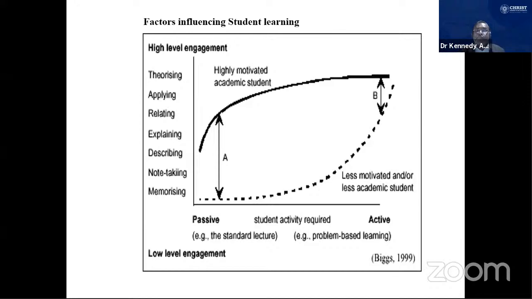So it is possible even the less motivated or the less academic student may get engaged, and the gap between point A and point B, where you find the passive, less motivated students at the lower level of engagement, the gap can narrow down. So to put it in a very simple way, I'm saying that we need to look at what is really affecting the student learning. Now, that's another big challenge in our classrooms.